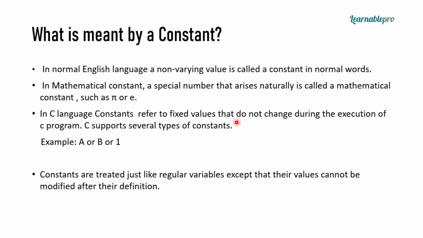So C supports several types of constants. As you can see on the screen, we have alphabets or numerical values, and not only alphabets or numerical values, but also decimals and octals. All these kinds of constants can be supported by C language. Constants are treated just like regular variables. The only difference is that their values cannot be modified after their definition, even during the execution of the C program.